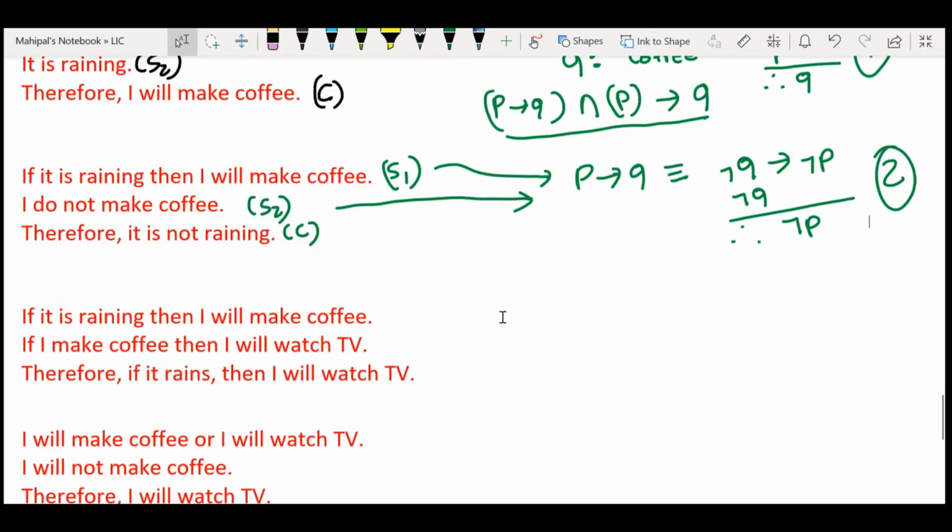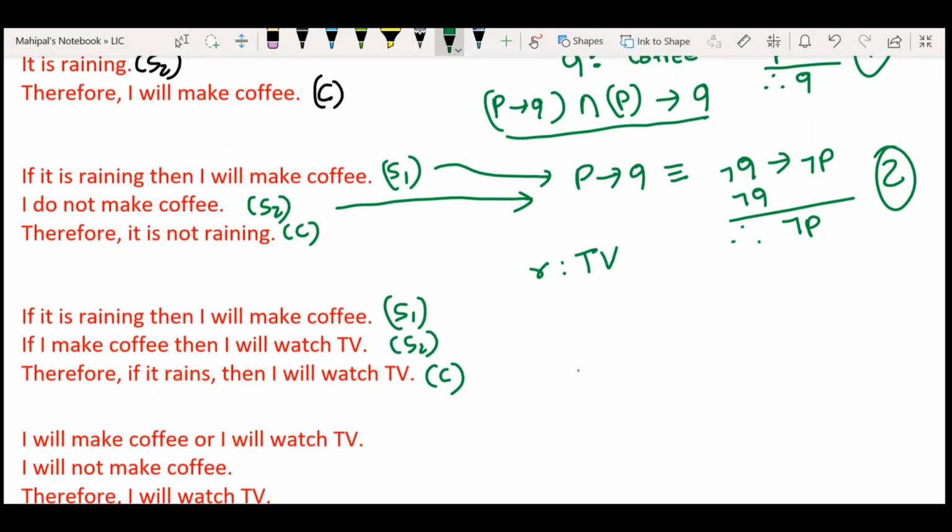The next one is, if it is raining, then I will make coffee. This is my statement 1. If I make coffee, then I will watch TV. This is my statement 2. And my conclusion is, therefore, if it rains, then I will watch TV. So here I need to add one more propositional variable, not just P and Q. I have one more variable R, corresponding to TV. If R is true, that means I will watch TV. If R is false, then I won't watch TV.